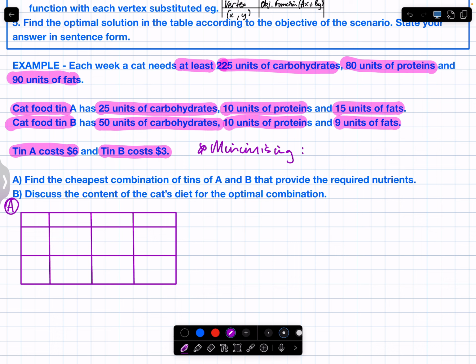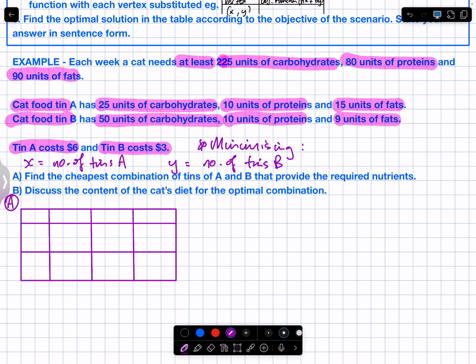Okay? Could we at this point decide what X and Y would be? Could X be the number of tins of A? So let's say that X equals number of tins A and Y could be number of tins of B. Why did we do that exercise to do the tables? Because it makes it easier to see the constraints. So X, Y, that's the tins. What are your constraints? We have carbs, we have proteins, and we have fats.